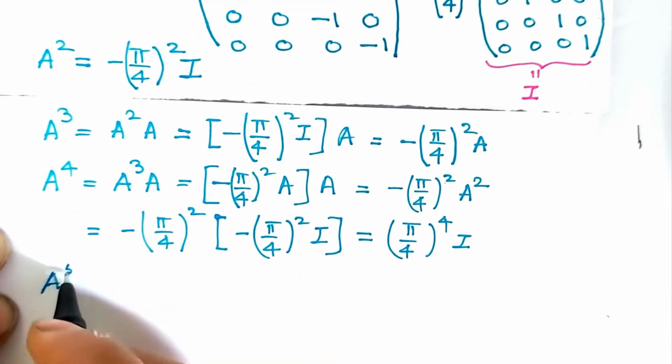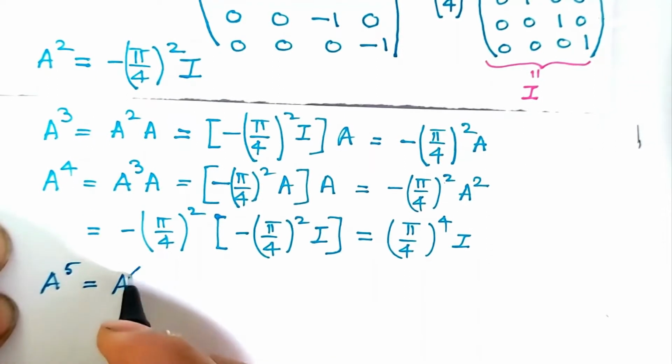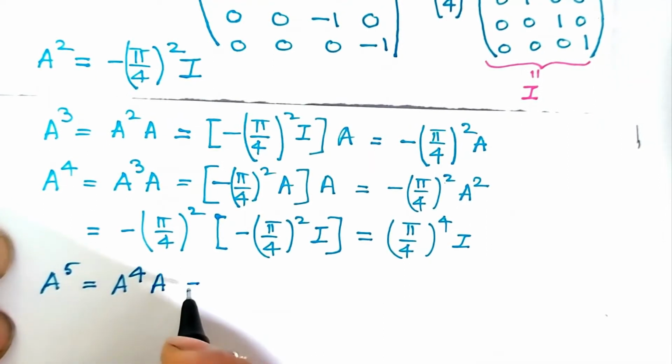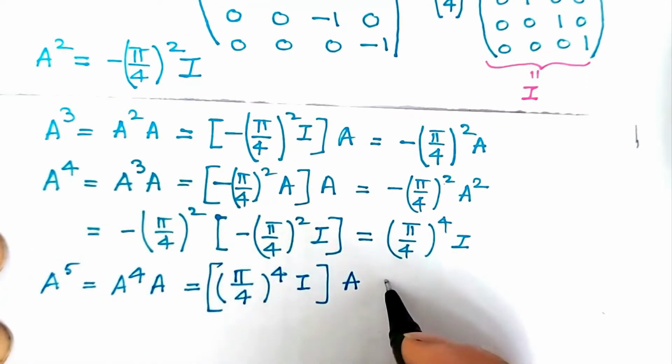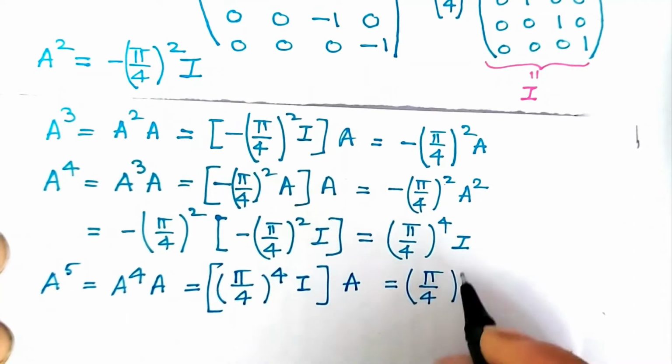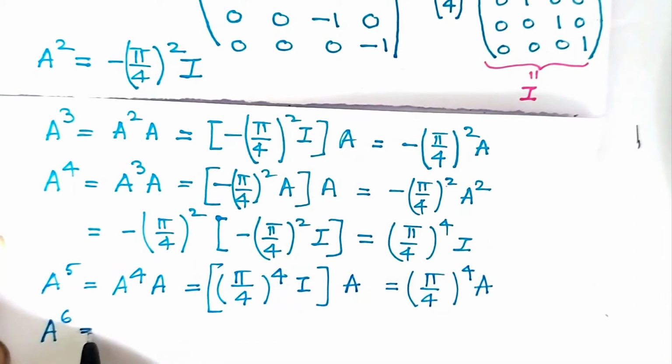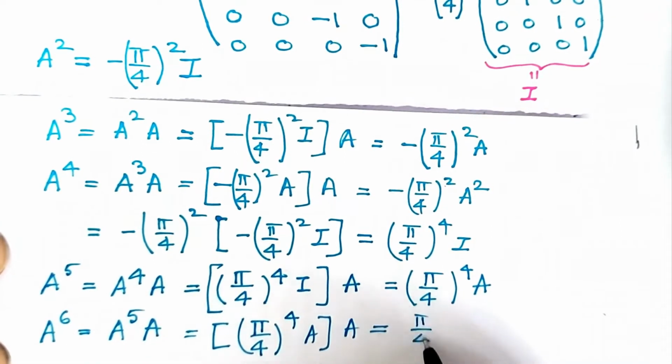now A to the power 5, which is A to the power 4 into A, and putting the value of A to the power 4, we get A to the power 5 to be, A to the power 6 can be obtained similarly from A to the power 5 and then using A square.